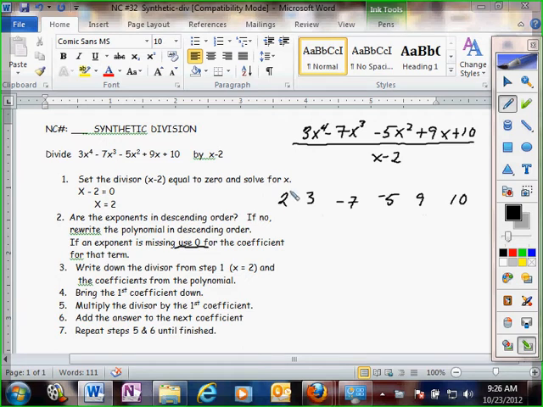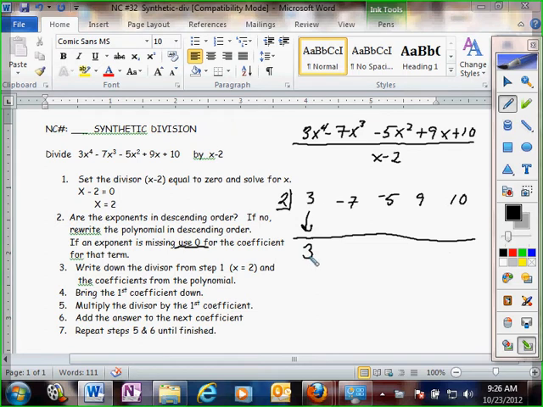The next thing I want to do is put a little half box around the 2. Give yourself a little space and draw a line underneath, because we're going to be writing some numbers here. And put a little arrow indicating we're going to bring this first coefficient down. This is how we begin. So we write our divisor, then our coefficients in order, put a half box around the divisor, draw a line, and bring down the first coefficient. Now we're ready to begin.